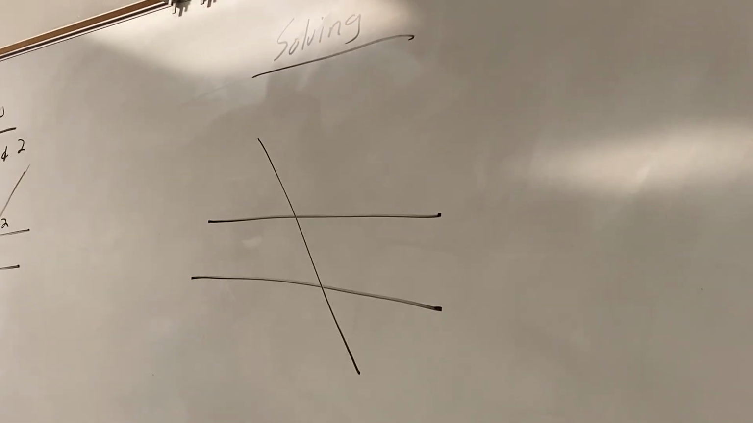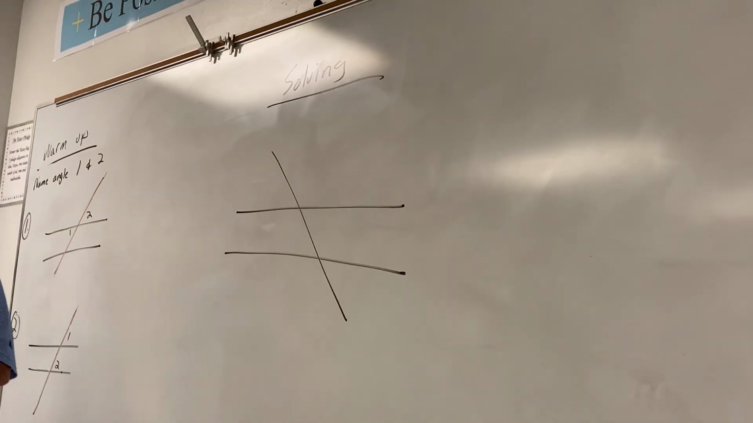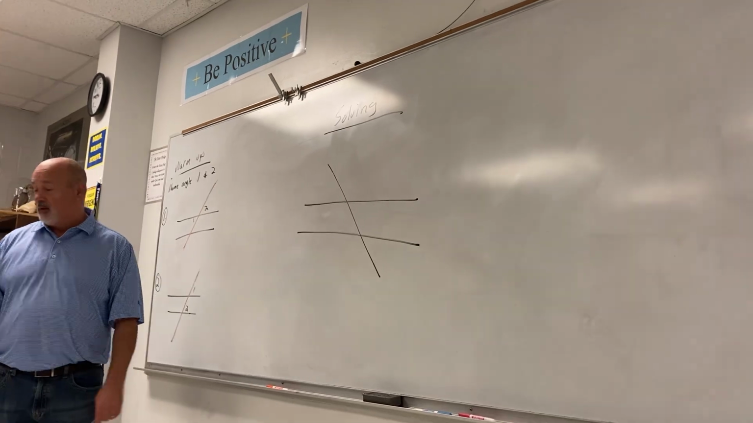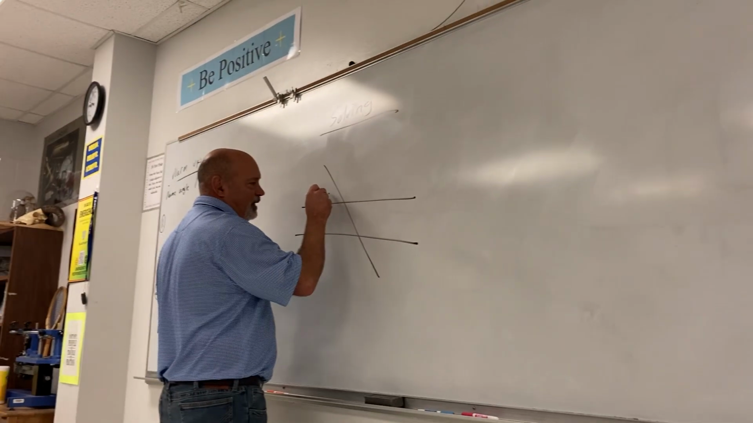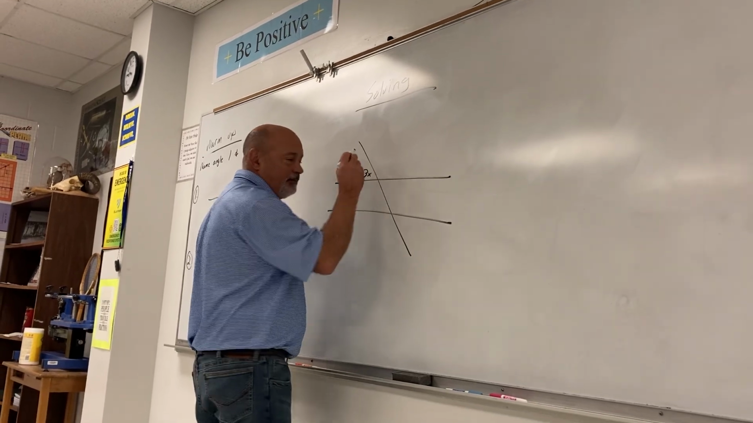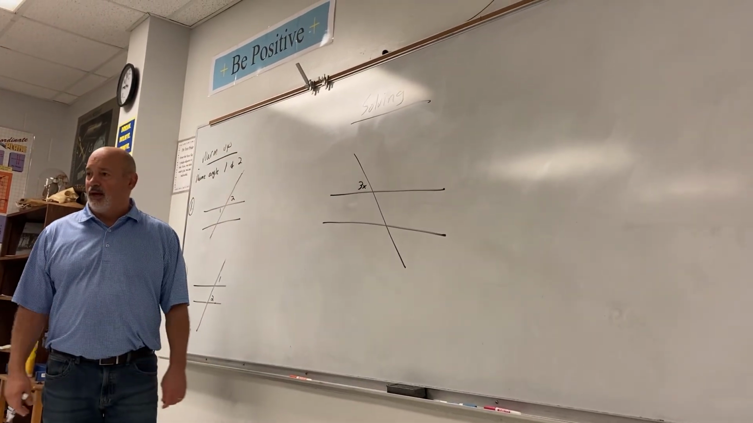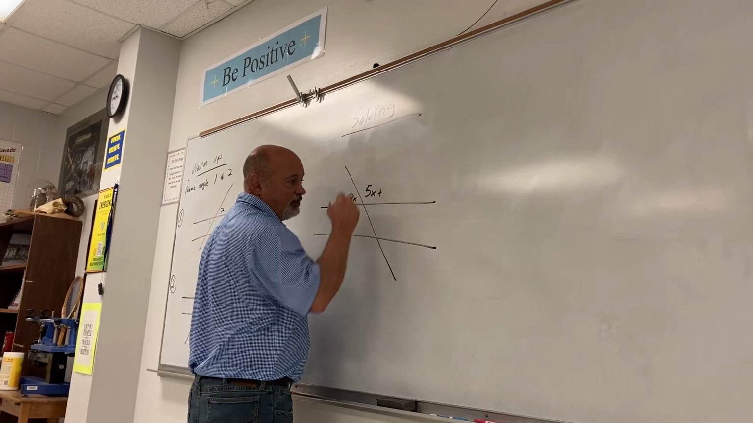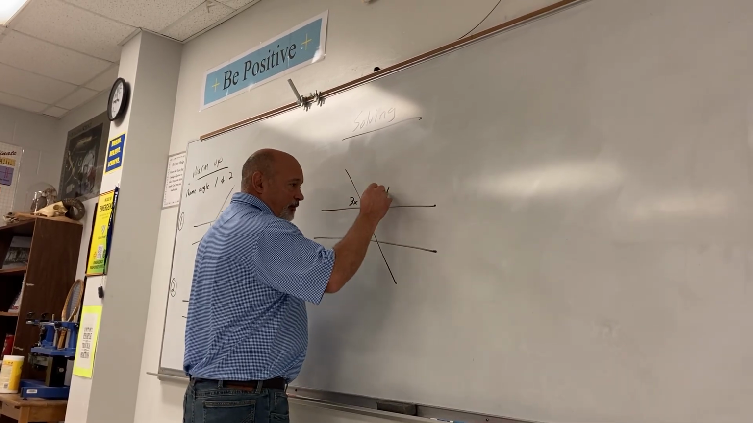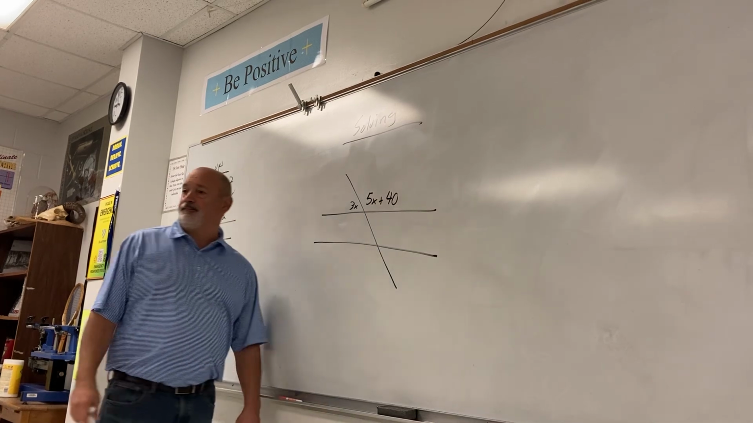And keep in mind, don't we have just a big angle and a little? And what does a big and a little have to add up to? 180. Yeah, so nothing new there. Let's say that today they put 3x here, and they put 5x plus 40 here.